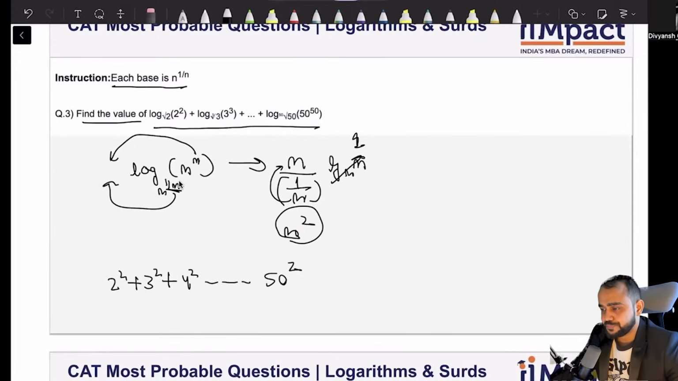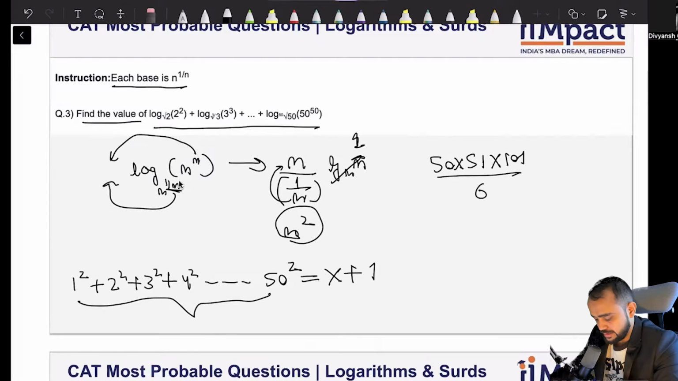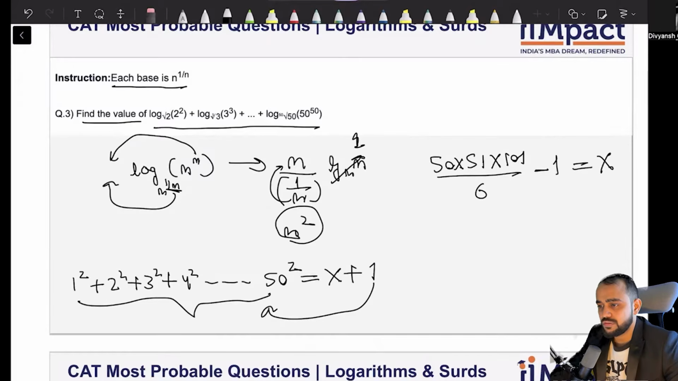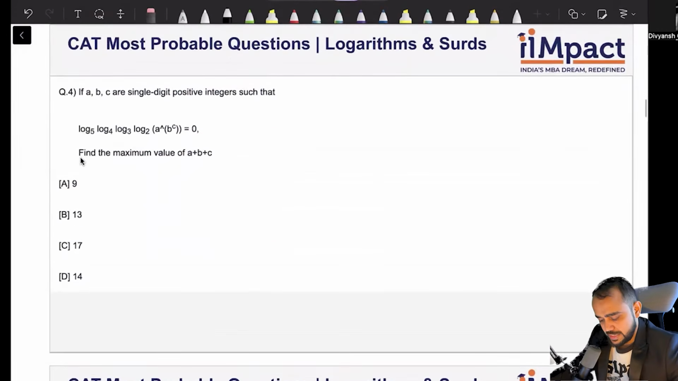If this is my x, I will add 1 on both sides. This is a sum that I know, the sum of the first n squares. This is going to be what? N into n plus 1 into 2n plus 1 divided by 6. And this minus 1, if I take it this side, will be my value of x. So this will turn out to be 42924. Calculations I will leave for you guys. All right, moving on. Next question.